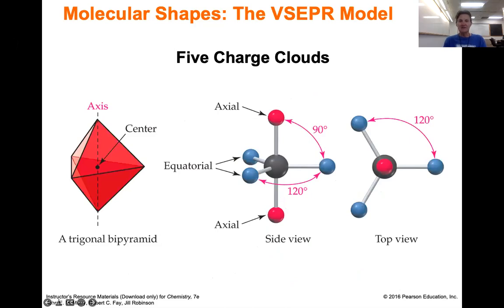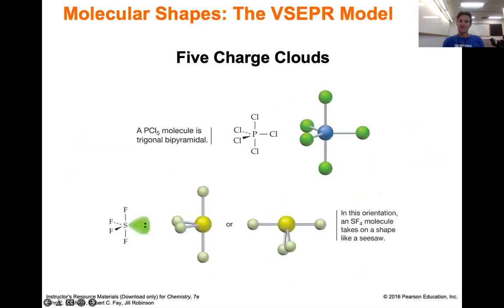With 5 charged clouds, you're going to have 3 in a plane, and they'll have angles of 120, and then 1 above and 1 below at 90. So this is the only one of your VSEPR geometries where all the angles aren't the same, but this will give all of the pairs of electrons as much space as they can have. So with 5 charged clouds, you can have the first situation, phosphorus pentachloride, and in that case, all the charged clouds are bonding pairs.